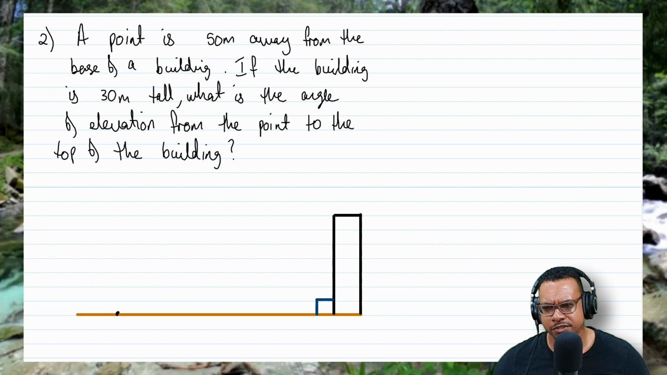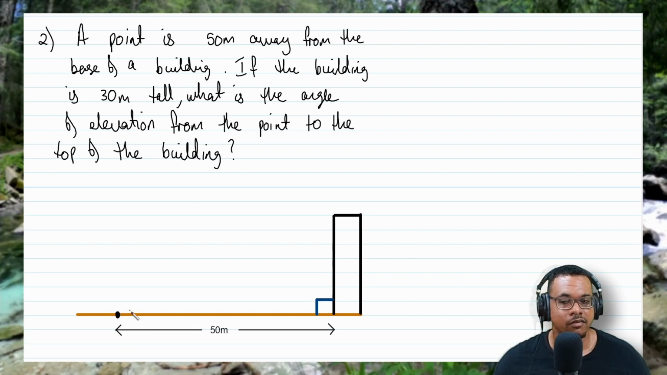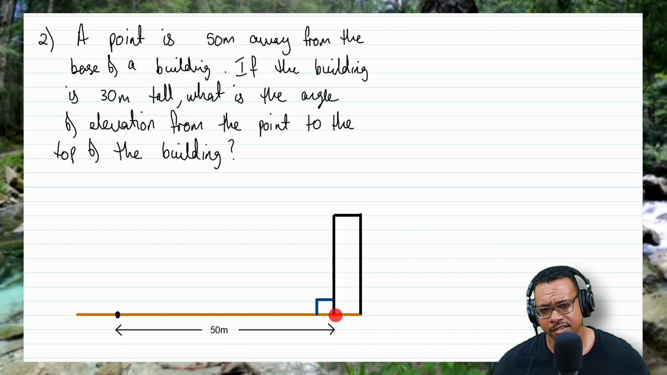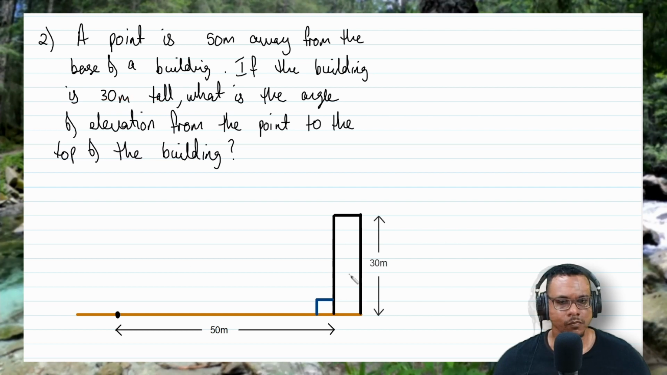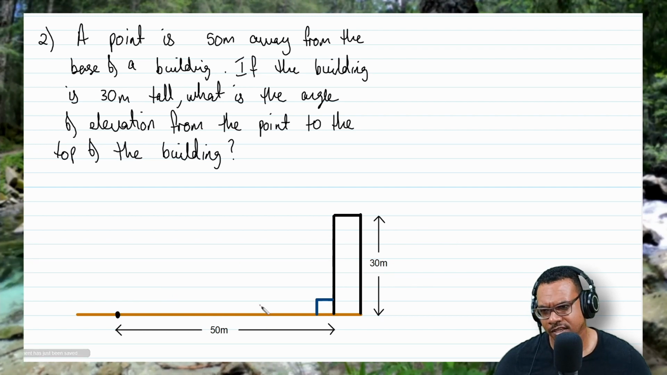Then I'll have my point, which is 50 meters away from the base of the building. I'll label the distance from the point to the base of the building as 50 meters. And we know that the height of the building is 30 meters tall, so I'll label the height of the building here as 30 meters. Now what we want is the angle of elevation from the point to the top of the building. Notice the point is on horizontal ground, and then going up to the top of the building, we see horizontal, then going up. So that's the angle of elevation.